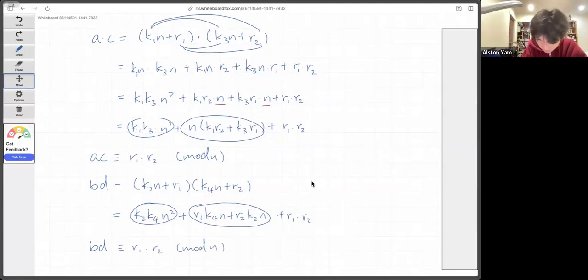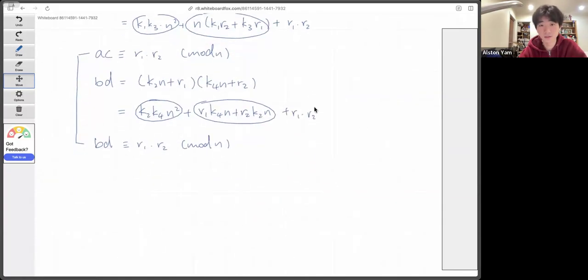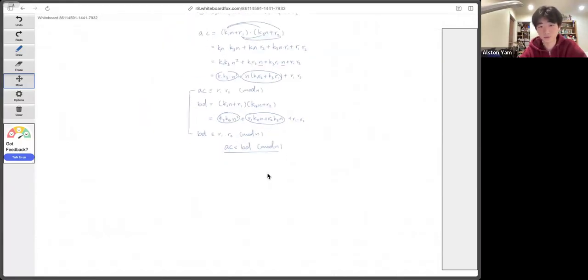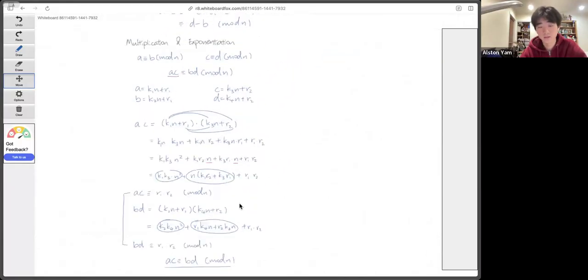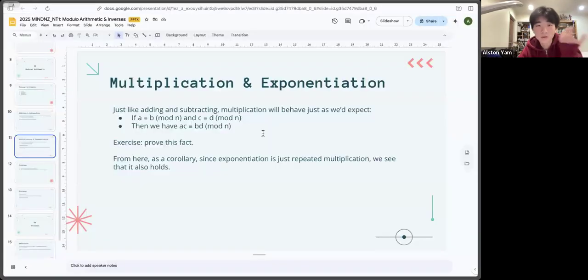Essentially we're done here because if we have a look at these two terms, AC is R1 times R2 mod n, BD is R1 times R2 mod n. So AC and BD must be the same under mod n. So AC is congruent to BD mod n, and we are done. That is what we wanted to prove, back at the top here. So we've just proved that the arithmetic properties of multiplication actually hold in modular arithmetic.